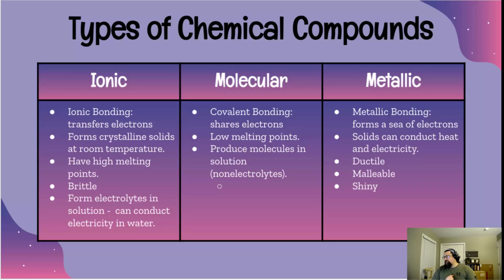And then you have molecular. So now you have your covalent bonds. And those things share electrons, right? They both want to gain, therefore they share. And so they have low melting points. They produce molecules in solution, so they are not electrolytes. Okay, they vary greatly. We can't give it a uniform property. Some will dissolve, some won't. They have that polarity, the intermolecular forces that really determine a lot of the properties of those compounds.